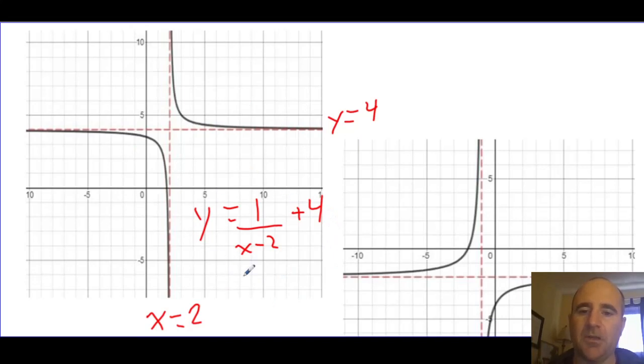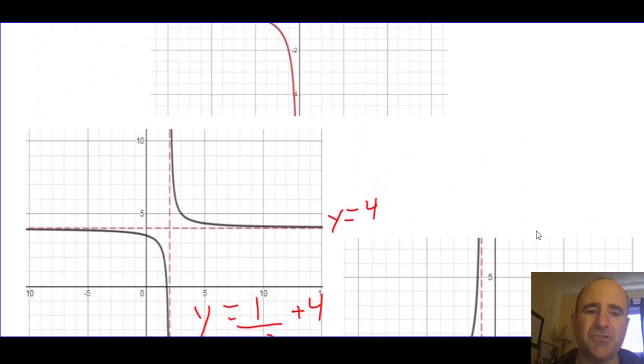You can tell from looking at this equation that it has a vertical asymptote at x equals 2. You can also tell it has a horizontal asymptote at y equals 4, because 1 over x minus 2 can never be 0, but as x gets really, really big, it approaches 0. And so we have a horizontal asymptote at y equals 4. The graph looks more and more like y equals 4 as x gets bigger and bigger. You probably never thought of it that way before, but now you can.